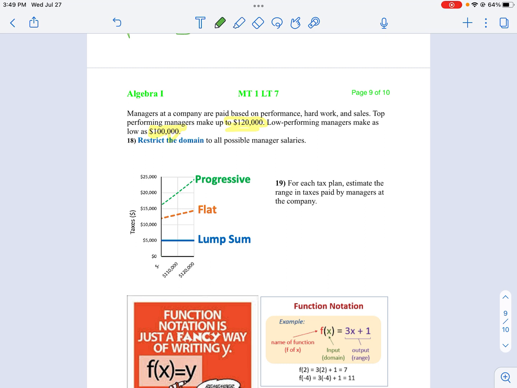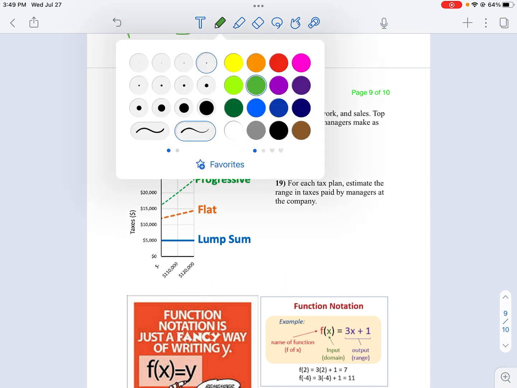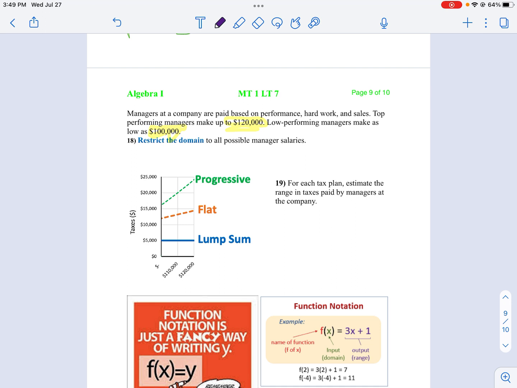So notice I've taken the graph and I've just cut it off to just that part of my domain. So my domain for my managers is going to be the set of x such that 100,000 is less than or equal to x, which is less than or equal to 120,000. And once again, I wrote too big. Sorry about that. Now let's do the range for each one of those.